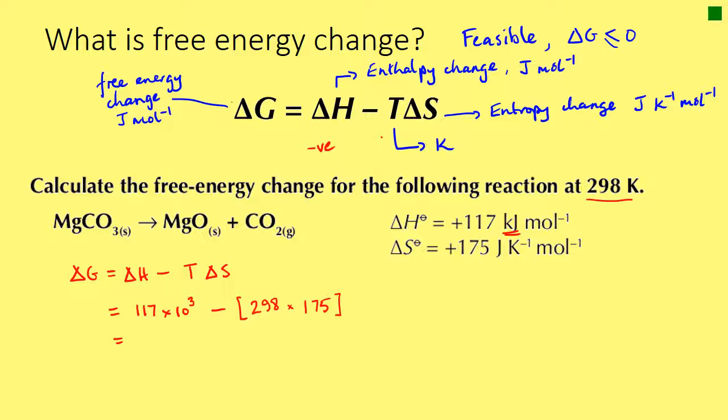So all that remains to do is to plug that into our calculators, and out pops a positive 64,900 joules per mole. So you can see that in this case, delta G is positive, so the reaction isn't feasible at this temperature. If you had some magnesium carbonate sitting on the table at 298 Kelvin, it's not going to suddenly thermally decompose into magnesium oxide, giving off carbon dioxide. That's not going to happen. It might happen at a different temperature, but not at 298.